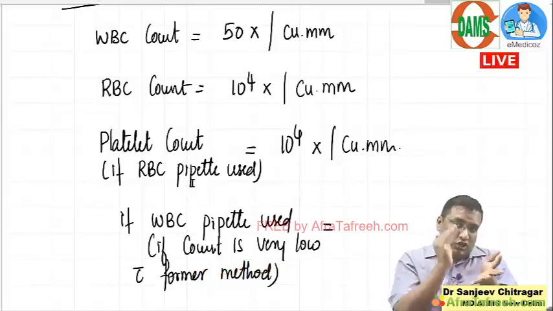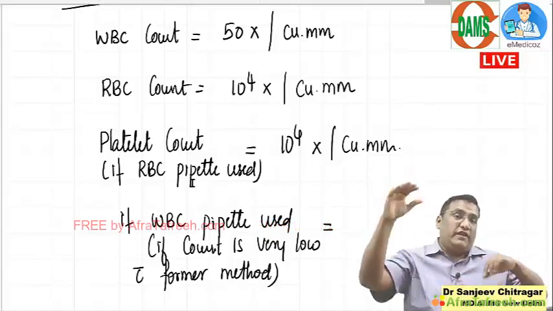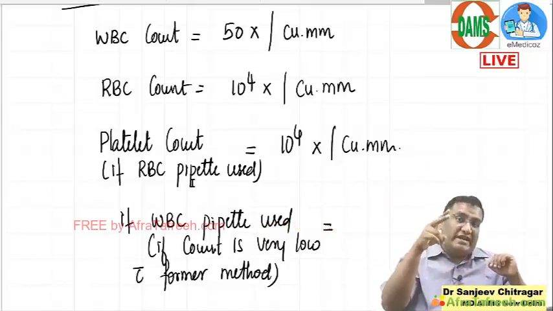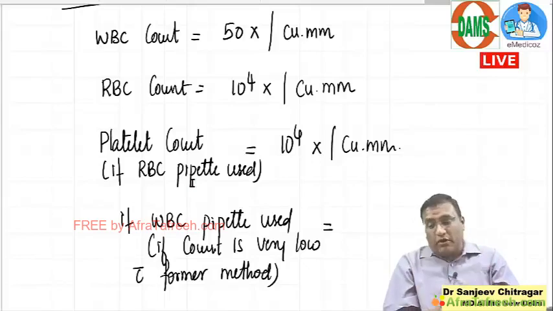If the count was low, then do not use the RBC pipette, because RBC is diluting 200 times, whereas WBC is only diluting 20 times, 10 times lesser. So that is why your results will be more accurate here.